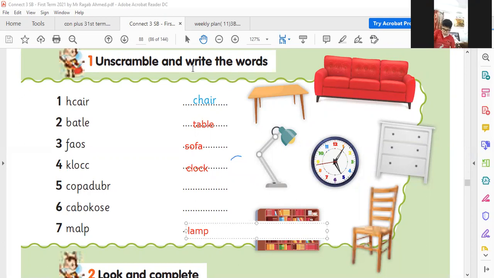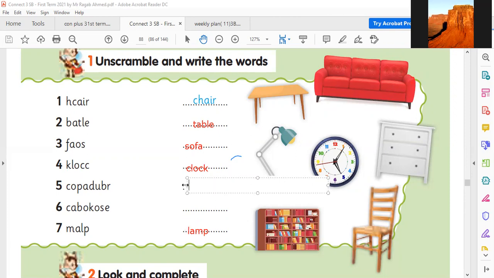Number 5, please. Cupboard. C-U-P-B-O-A-R-D. Excellent.